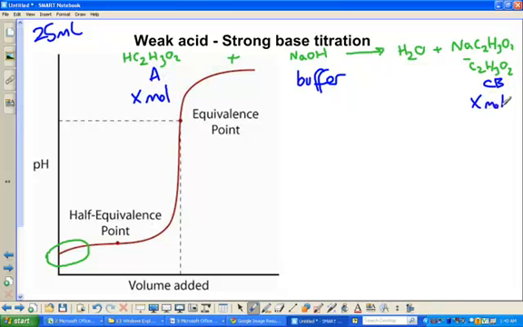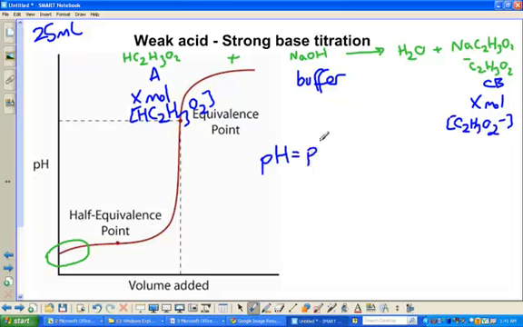The important point being that the number of moles of each of these is exactly the same at the half equivalence point. If the number of moles of each is the same, the volume is constant for each of these, so therefore the concentration of these is also the same. So the concentration of our acid at the half equivalence point is going to be the same as the concentration of our conjugate base. Now, if you remember an equation called the Henderson-Hasselbalch equation, which looks like this.